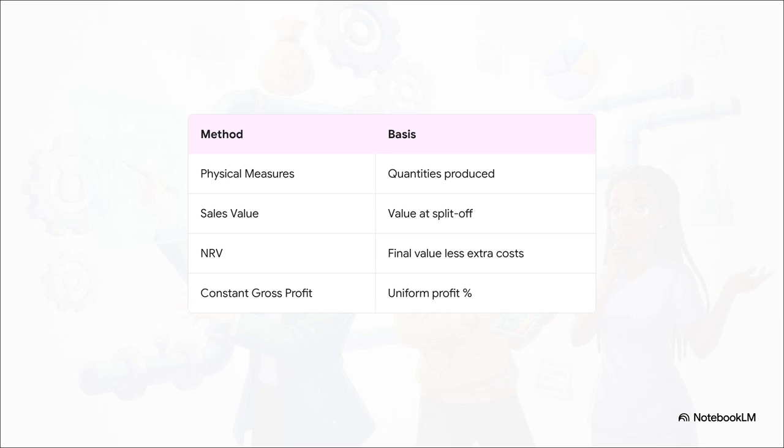Finally, the constant gross profit percentage method works backwards to guarantee every single joint product reports the exact same profit margin. It's wild to think about, but using the exact same production data, simply changing your method from physical quantity to sales value can drastically alter your reported product costs and profits overnight.